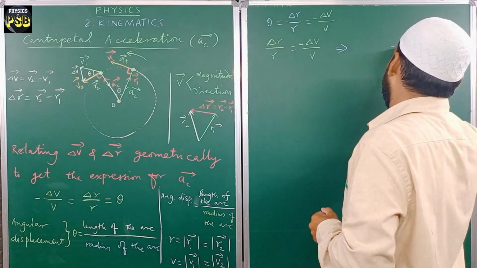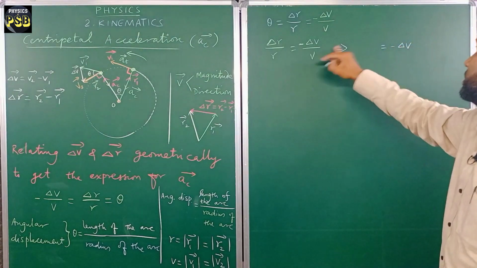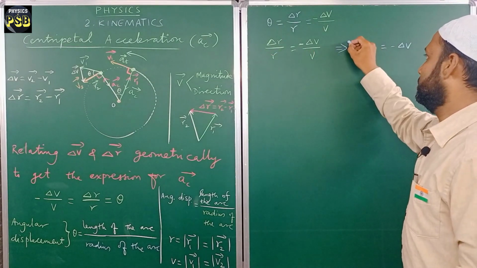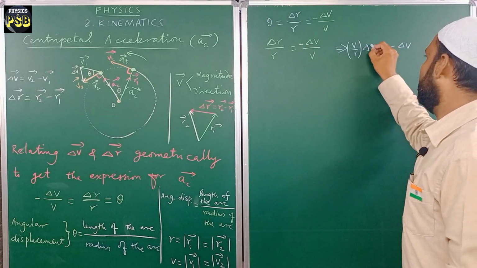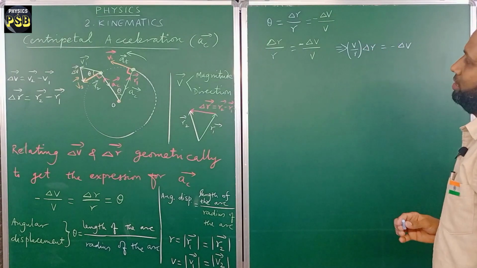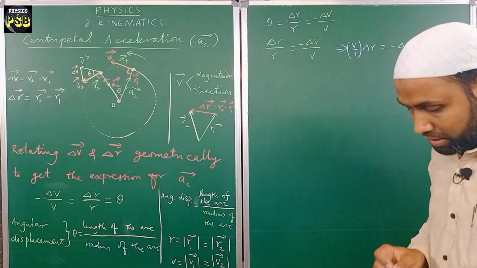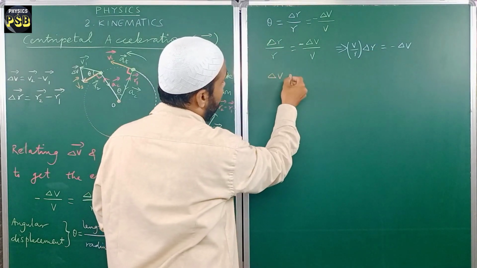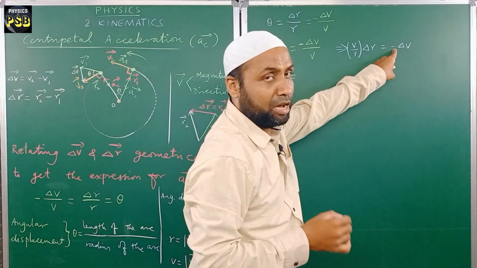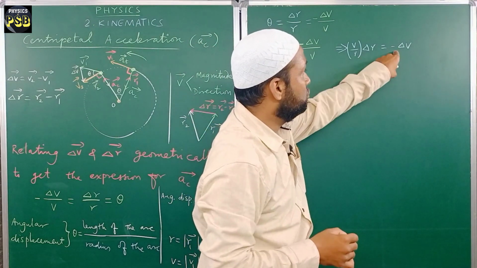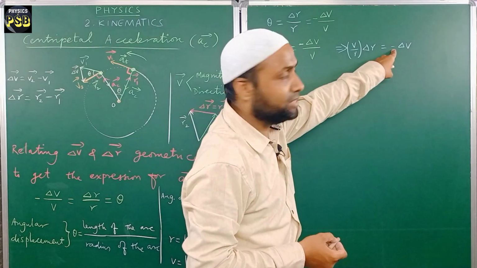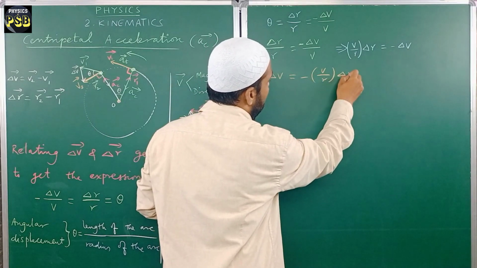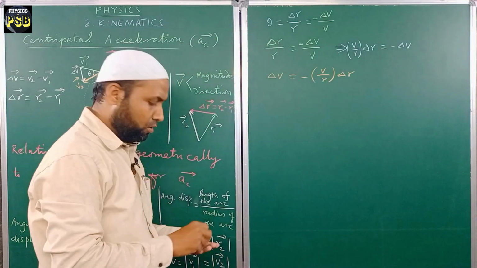Now from this, delta v is kept here as such. v is taken to that side, so it will multiply with this part. We get v upon r multiplied with delta r. Got it? Now, this can also be written in this way. So delta v, now I have removed the minus sign, or I multiply both sides with a minus sign. Minus into minus is plus, and here we get the minus sign. delta v equals minus v upon r multiplied with delta r. Clear?